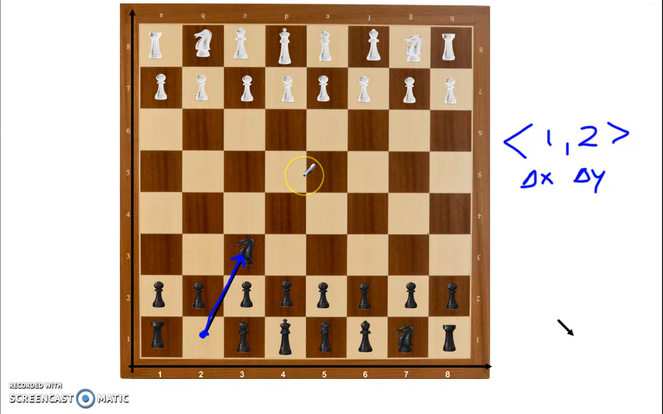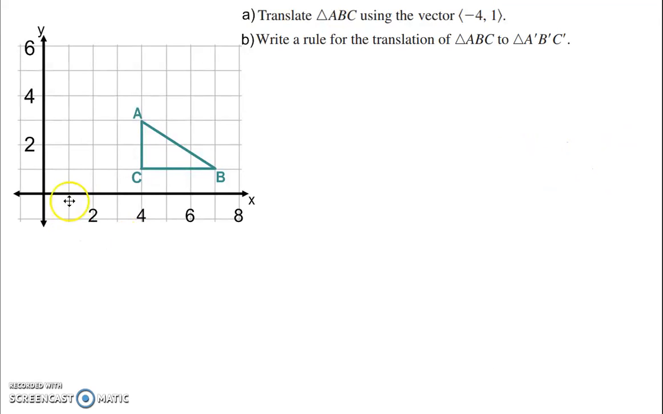Now notice that the knight didn't flip, didn't turn around or anything, didn't get mirrored. It just moved from here to there. It didn't change shape, didn't get larger or smaller. It just stayed the same, but it moved to a different place. That's called a translation. All right, here's an example.